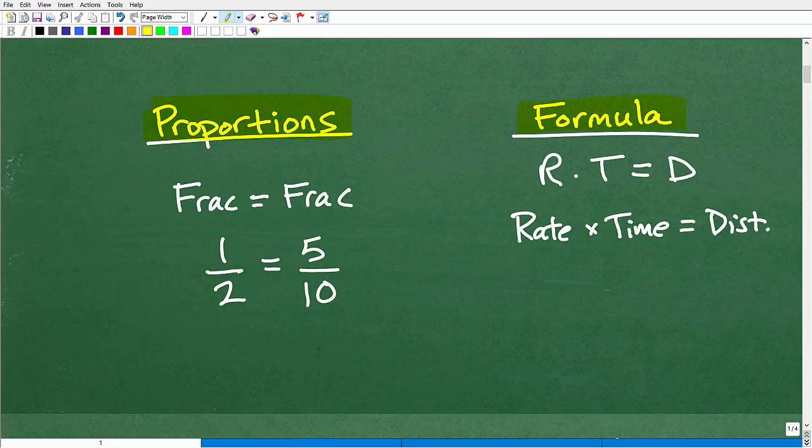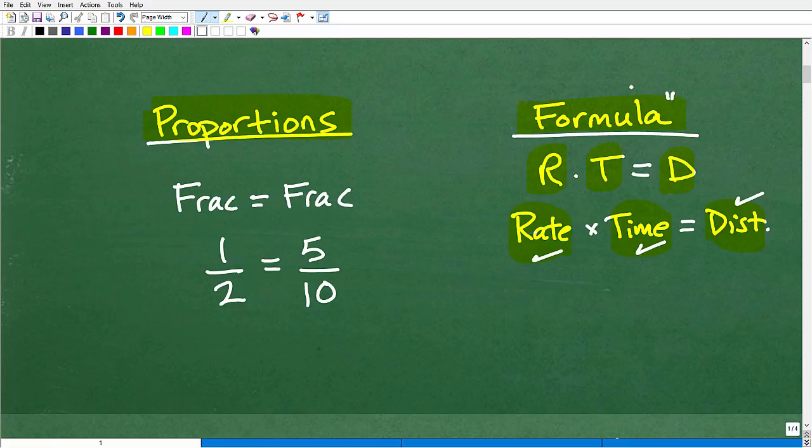And then we're also going to show you how we can use a formula to solve this problem. The formula, and you want to commit this to your long-term memory, is the following: rate times time equals distance. This is our standard formula that relates distance, time, and rate. Rate is another word for speed or velocity. There are some technical differences in those words, but this is the basic formula that you want to remember.